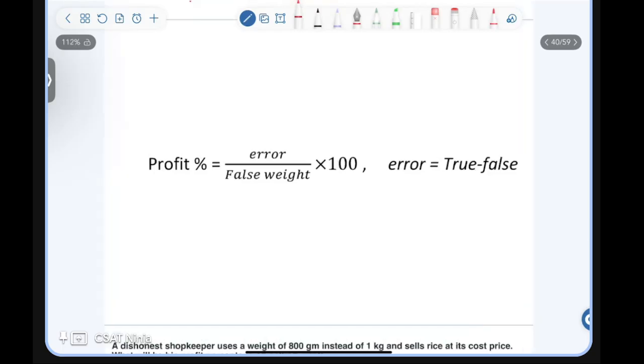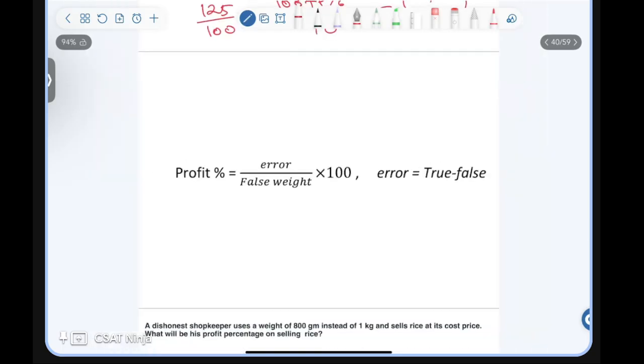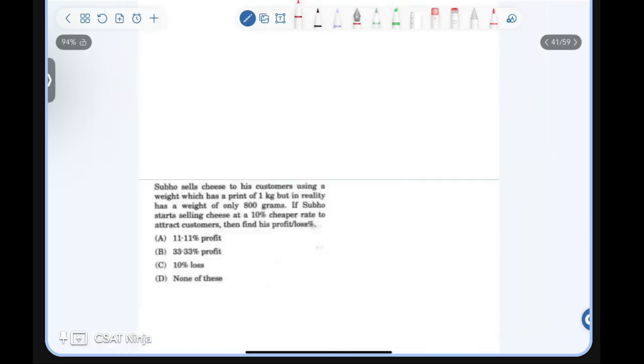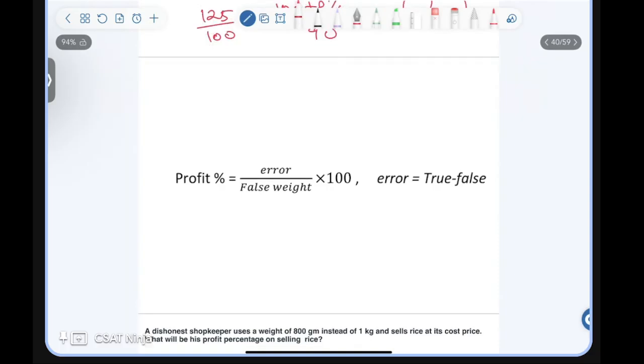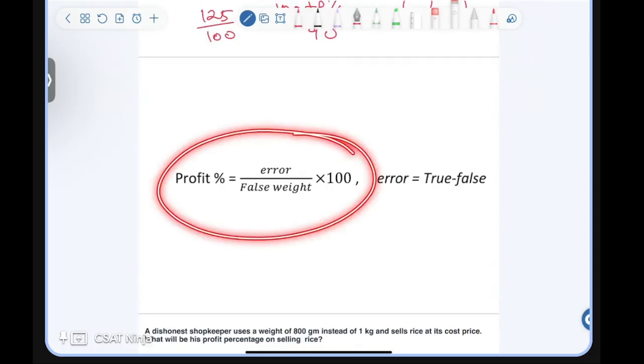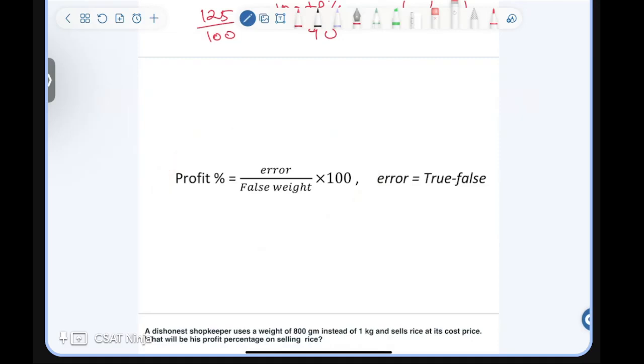Let's go to the next one now. I think I have the question. NPSC asked a question once based on this. This type of question we call the dishonest shopkeeper question.